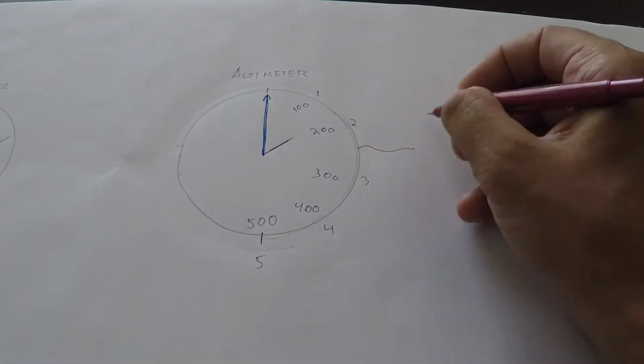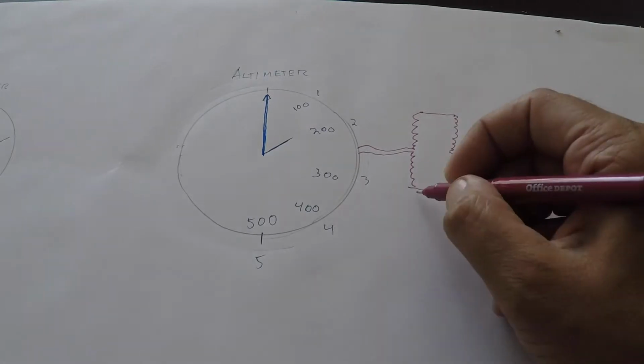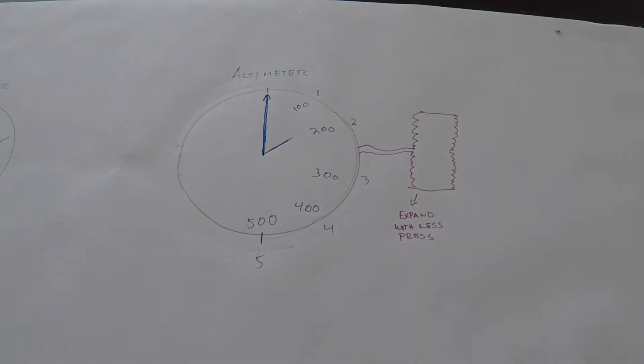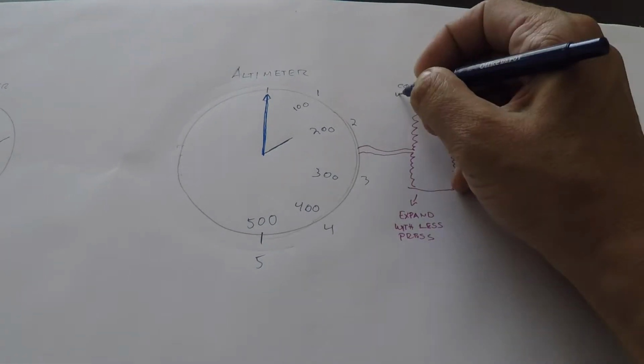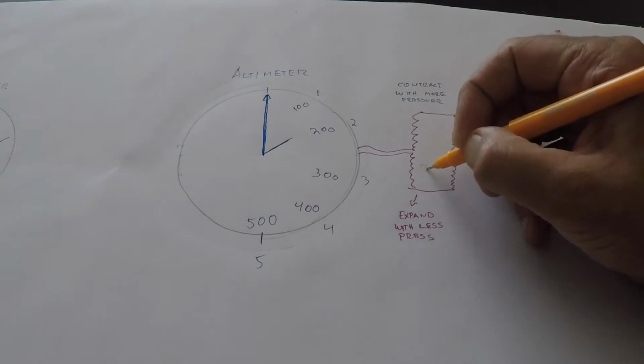The way it does this is by having an aneroid wafer attached to it with a constant pressure inside of it. So if you climb, there's less pressure, it will expand, and if you descend and there's more pressure, it will contract, moving the needles in the altimeter.